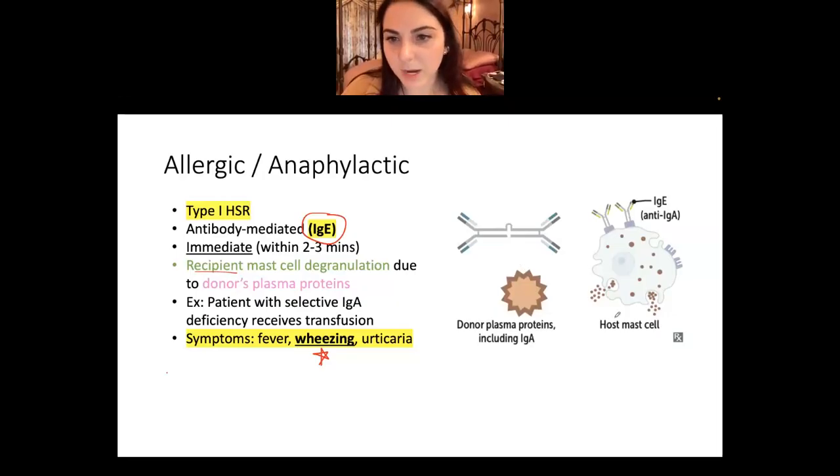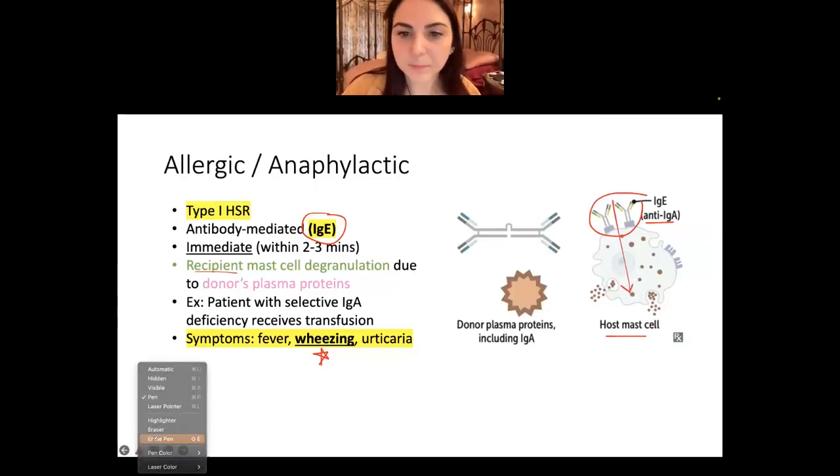On this image, like we talked about last time, we have our mast cell with the IgE on the top. It's confusing because it's anti-IgA IgE, but again, this was created from a previous transfusion and implanted into the mast cell. Now you get the second transfusion, IgA is there, and that stimulates the degranulation. Okay.